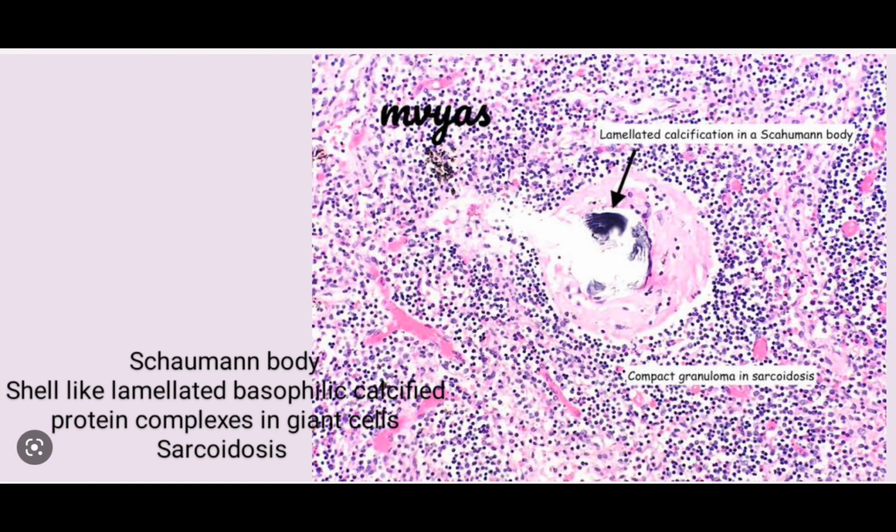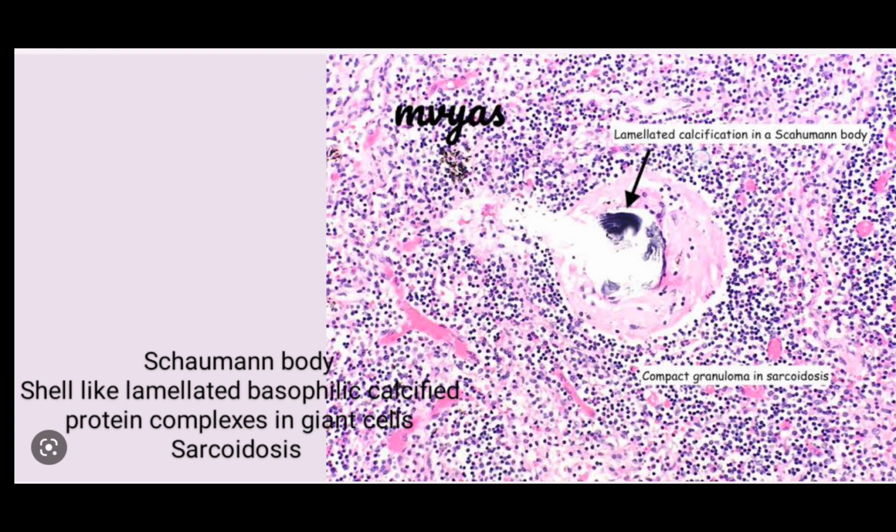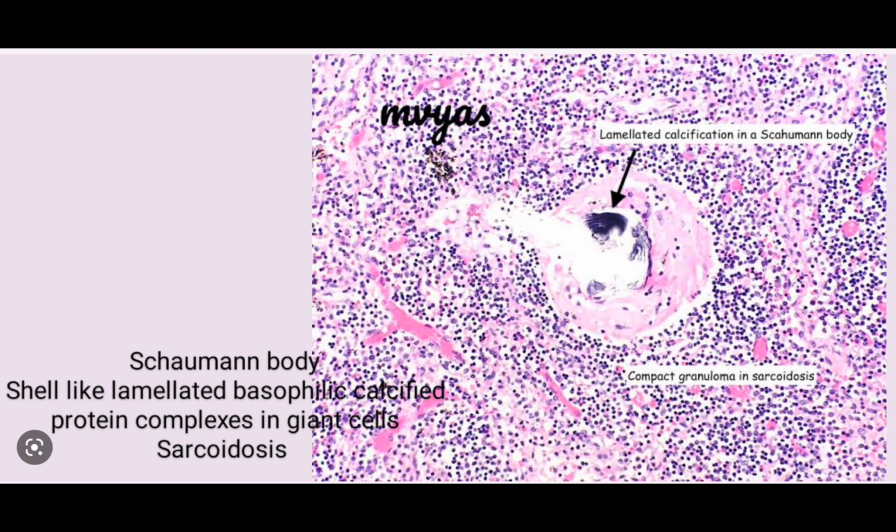Then we have Schaumann body. Schaumann body is a shell-like, lamellated, basophilic calcified protein complex in the giant cells. In sarcoidosis, we have the granulomas, and in the granuloma, the giant cells are found. If we have shell-like, lamellated calcification in the giant cell, that is known as Schaumann body.